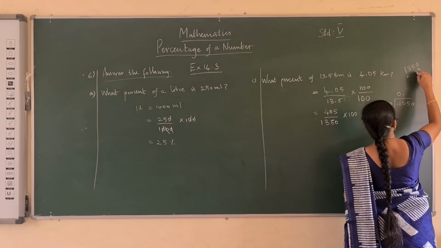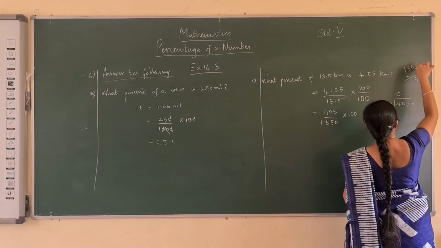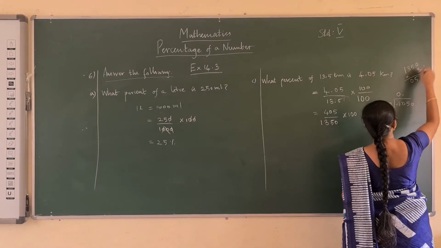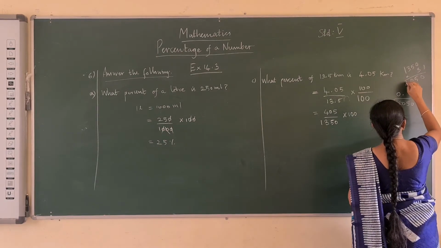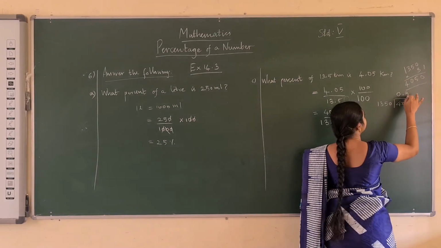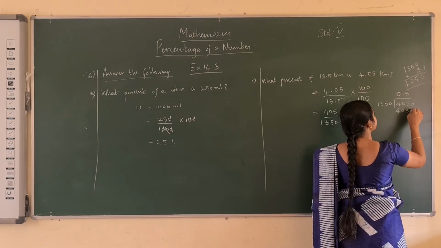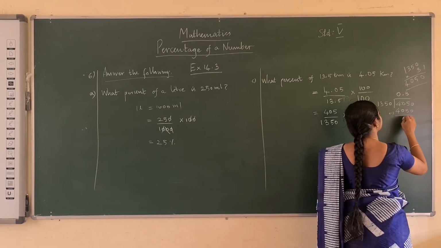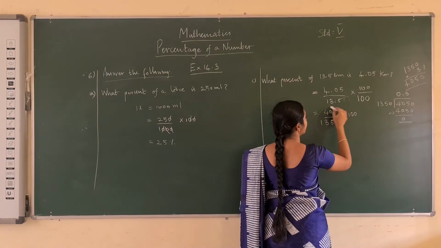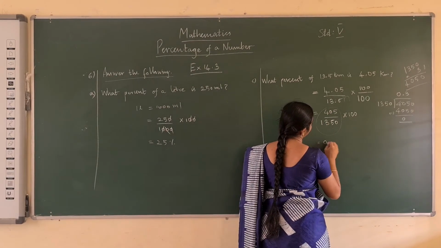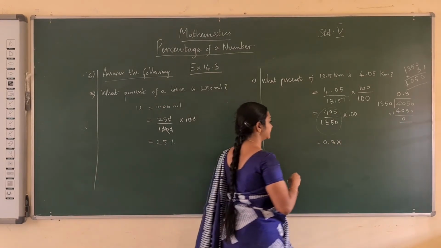Multiply it by 3. 5 3s are 15, remaining 1. 3 3s are 9, 9 plus 1 is 10, remaining 1. 1 into 3 is 3, 3 plus 1 is 4. So 3 into 1350 is 4050. So in this place we have to write 0.3. Now multiply it by 100.